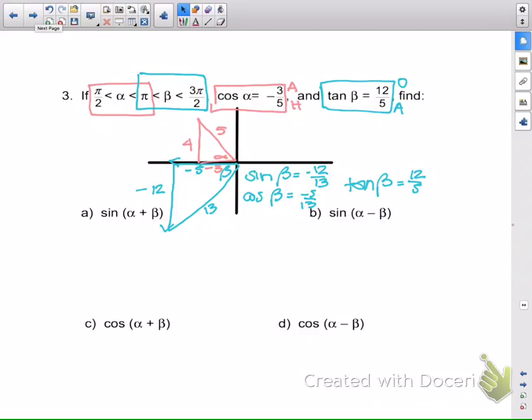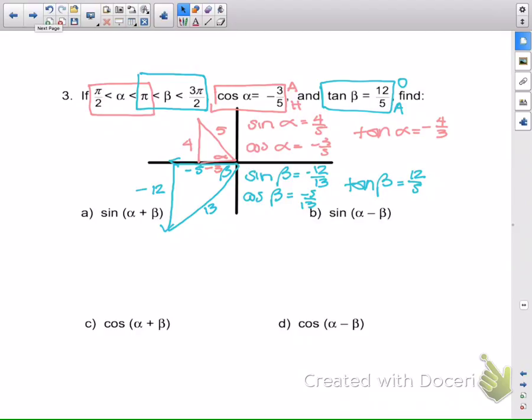And I would do the same thing for my alpha problem too. So I would say sine of alpha is 4/5. Cosine of alpha is negative 3/5. Tangent of alpha is negative 4/3. So if I set those up at the beginning, then all 6 problems become a whole lot easier because you're just writing out the expanded version, plugging in the correct formulas.